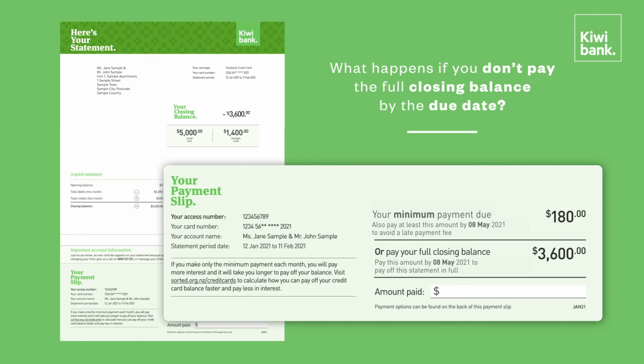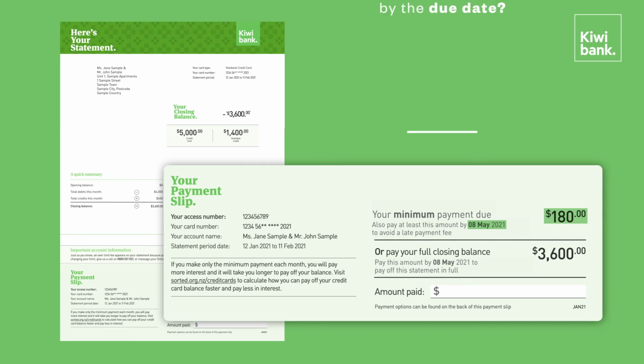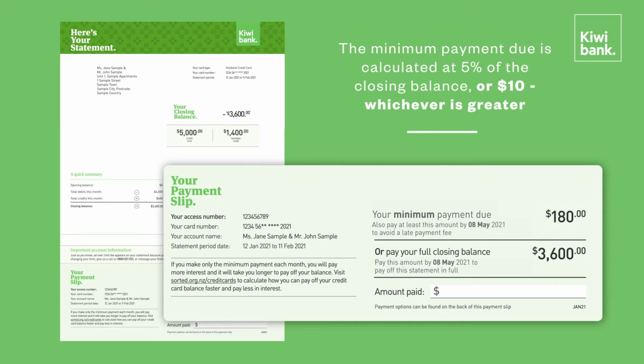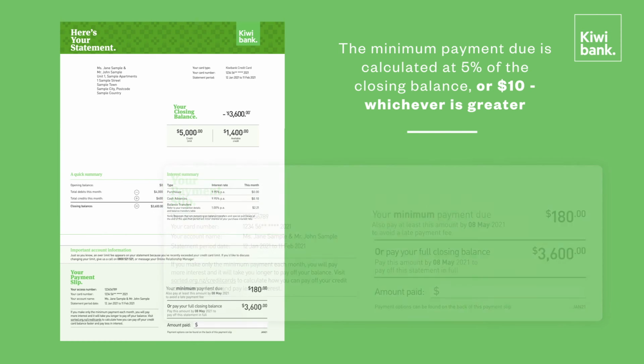If you can't pay the full closing balance, you'll still need to pay at least the minimum payment by the due date to avoid a late payment fee. The minimum payment due is calculated at 5% of the closing balance, or $10, whichever is greater.